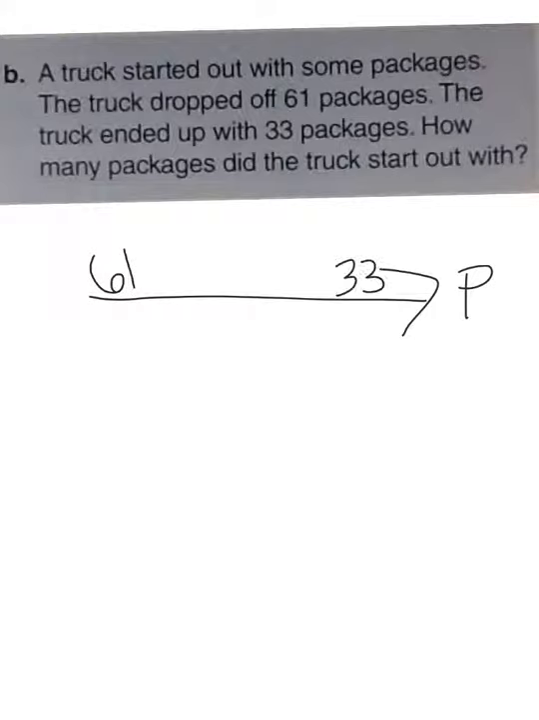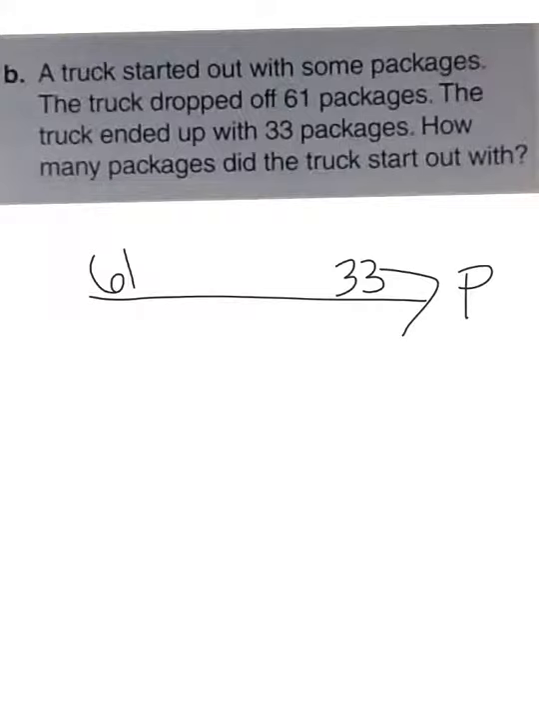So we know that the truck started out with some packages, but it also dropped off some packages. So what is the big number? It is the packages that it started out with, which is in this case some packages. We don't really know. We do know, however, how many packages the truck dropped off. It dropped off 61 packages, and then it was left with 33. So we know these two numbers combine to make our big number.